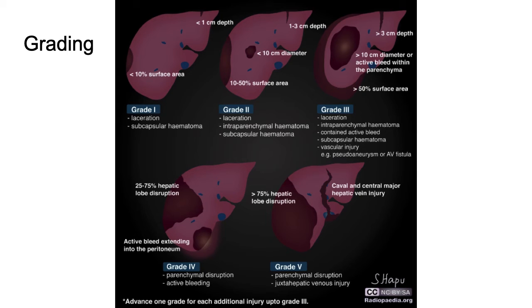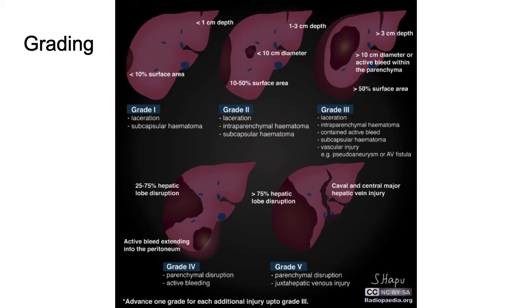So, lacerations are split up with the numbers 1 and 3. Less than 1, 1 to 3 centimeters, or greater than 3 centimeters. Then subcapsular hematomas are split up 10 to 50, greater than 50. And then there's also intraparenchymal hematomas that are split up between less than 10 centimeters or greater than 10 centimeters, or an active bleed within the parenchyma.